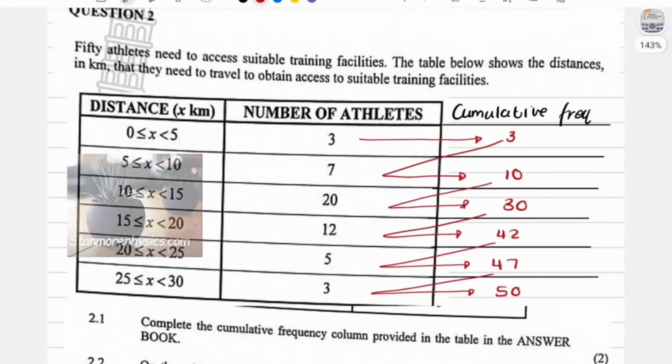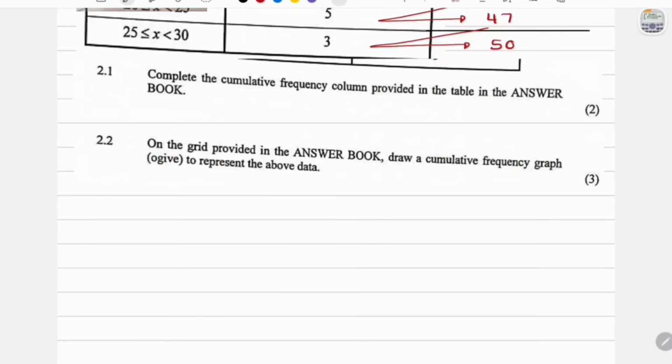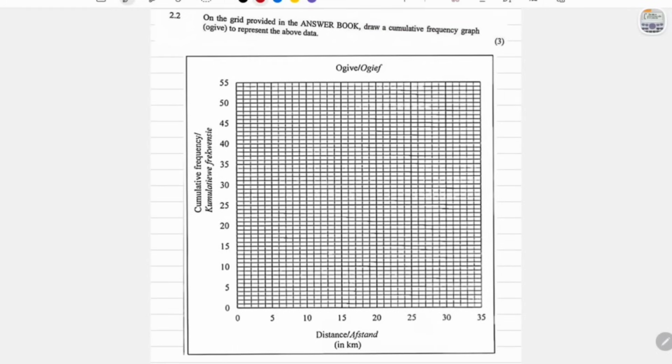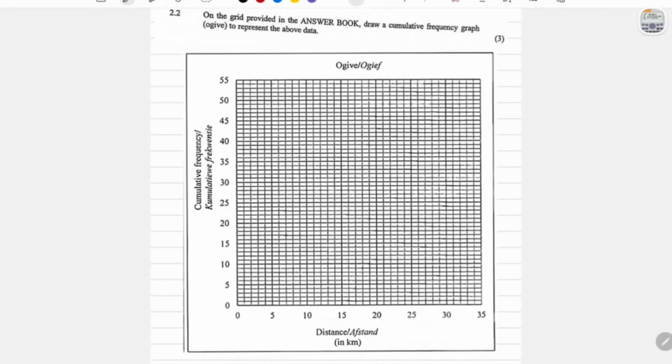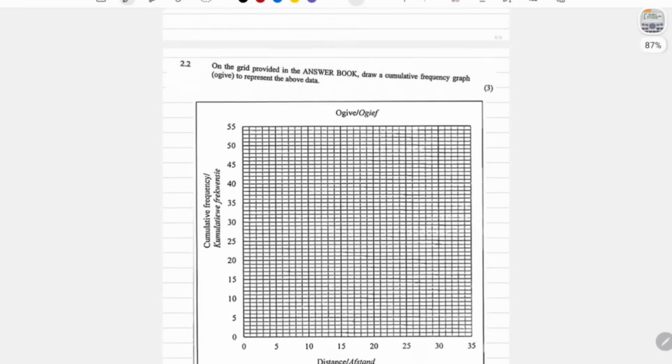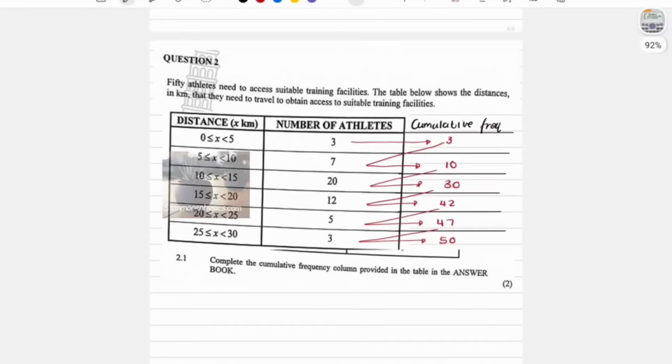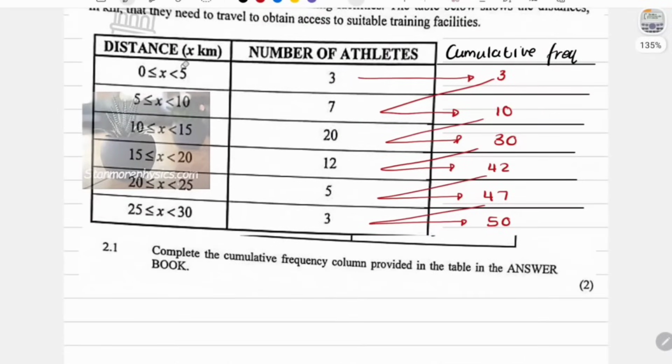Okay, next question, 2.2. Okay, 2.2 says, on the grid provided in the answer book, draw a cumulative frequency graph, which is an ogive, to represent the above data. Okay, so let's just get that graph paper. So this is our ogive that we're going to just draw. Here's our graph paper. So with the information that we have, please note that we're only going to be using this information, and that's your x values and the cumulative frequency, because this is a cumulative frequency graph.